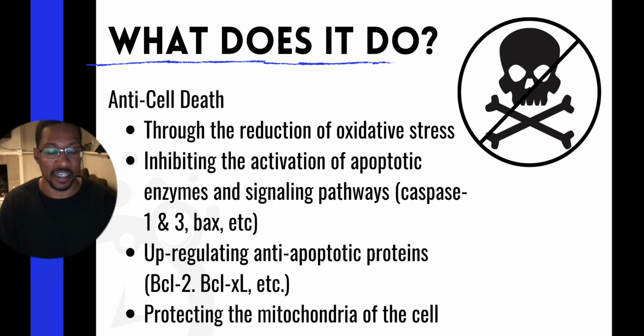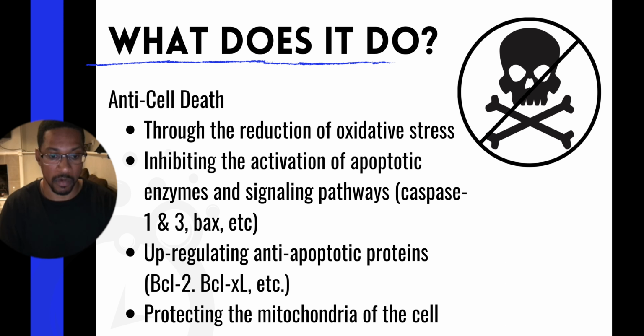Next will be anti-cellular death. Hydrogen helps our cells live longer, which helps us live longer. It can do this by reducing oxidative stress. It can inhibit the activation of apoptotic enzymes and signaling pathways. So apoptotic means cell death, and so proteins that cause cell death, or pathways in the cell or processes in the cell that lead to cell death, such as caspase 1 and 3, BAX, etc. It can upregulate anti-apoptotic proteins, or proteins that help the cell to live, such as BCL2 or BCL extra large.